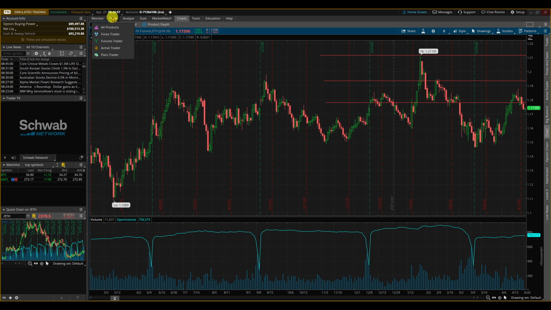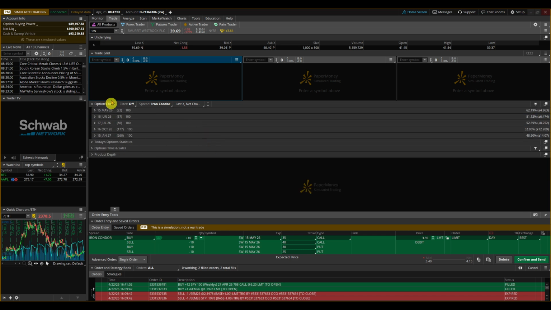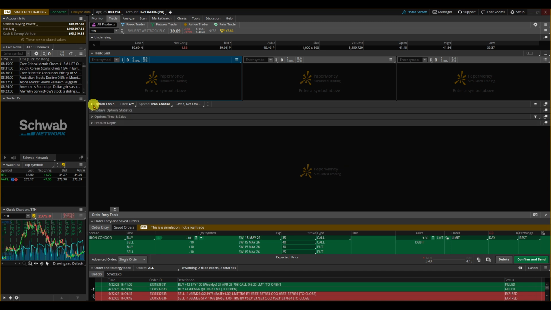Inside trade, select the All Products view. This layout shows the option chain for the symbol you choose, along with key details like expirations, strikes, and the current market for each option. Next, enter a symbol you want to trade. For smoother execution, consider a liquid stock or ETF with tight bid-ask spreads and good daily volume.